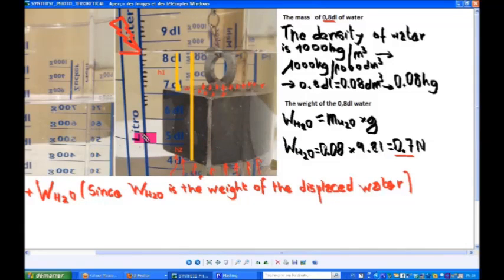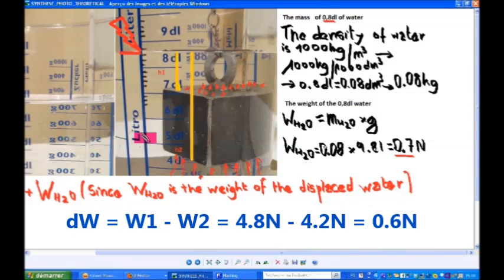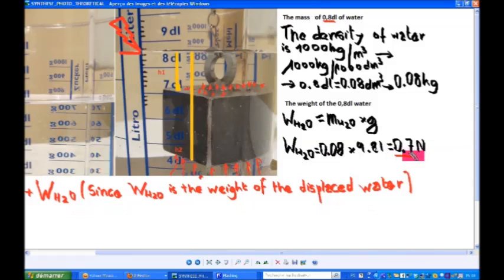But I think you remember that we measured the weight of our solid outside the water, and we got 4.8 Newton, and when we introduced the solid with the force meter, the pointer pointed at 4.2 Newton. The difference between 4.8 and 4.2 is 0.6 Newton. So this result should be 0.6 Newton.